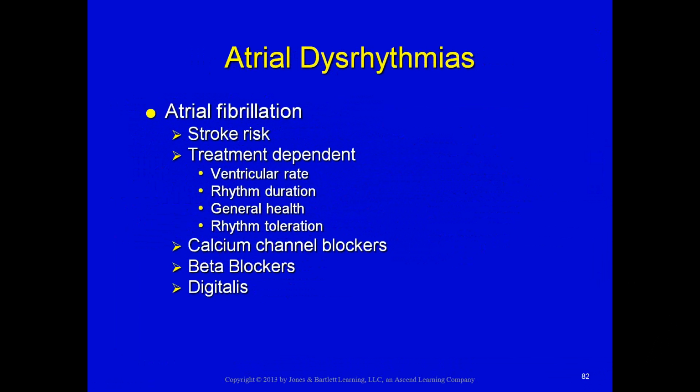Treating it really depends on how fast the rate is. If the rate's controlled, they often don't treat it. But if the rate is too fast, they have to slow it down. If the rate is too slow, they have to speed it up. Treatment also depends on the general health of the individual. Sometimes if it's a treatable cause and we fix the cause, the atrial fib goes away and there's no need for medications. And then rhythm toleration. If the patient tolerates it and doesn't have symptoms with it, then it doesn't need to be treated.